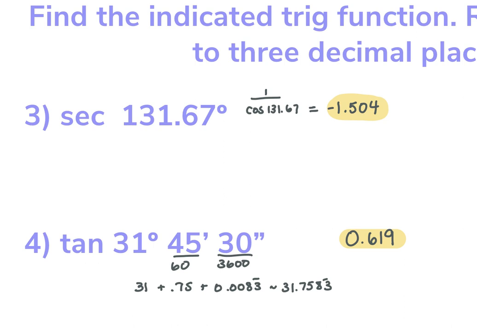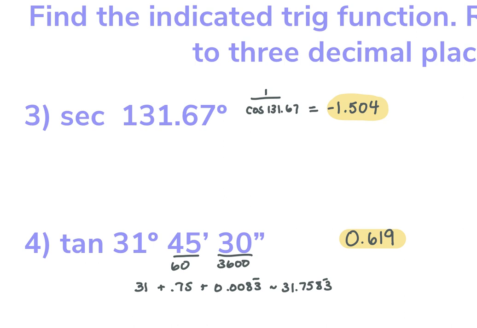So because it's secant, I want to do this straight up. This is not one where I have to figure out a reference angle. This is literally just typing into the calculator. Secant is the reciprocal of cosine, so I do 1 over the cosine of that angle. 1 over cosine 131.67 is -1.504.